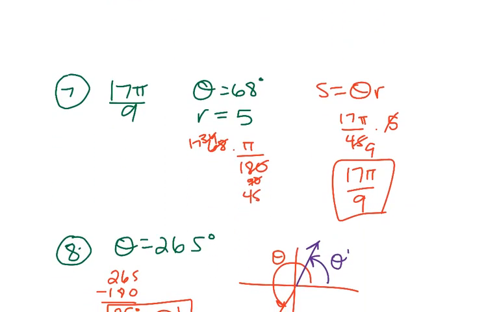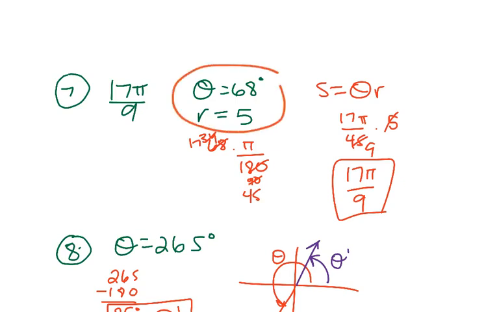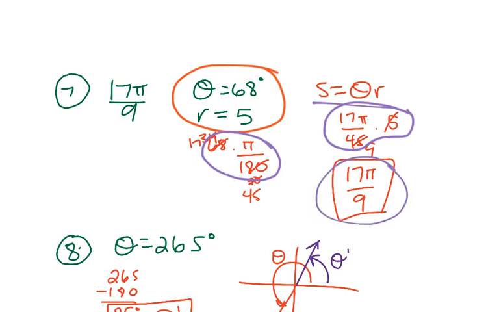Number 7 said to find the length of the arc if your theta is 68 degrees and the radius is 5. So the formula is S equals theta times the radius, but theta has to be in radians. So the work's done here. I took 68, multiplied it times pi over 180, reduced it to 17 pi over 45, and then multiplied it times 5, which was here. 5 goes into 45 9 times, and I get 17 pi over 9.